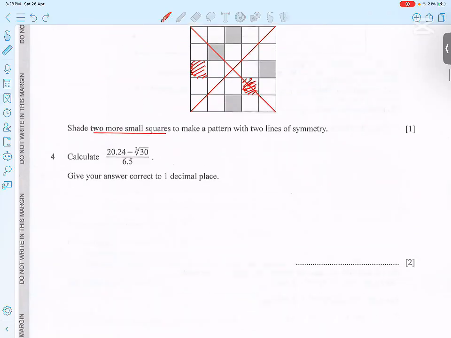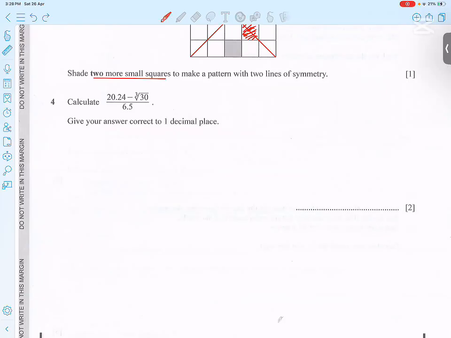Question number 4. He said calculate. When he says calculate, it means you can use your calculator and just type it as it is. 2 marks, so do it carefully. I am typing: cube root, make sure, and cube root, wait a minute, students. Okay, minus cube root of 30 and denominator 6.5.